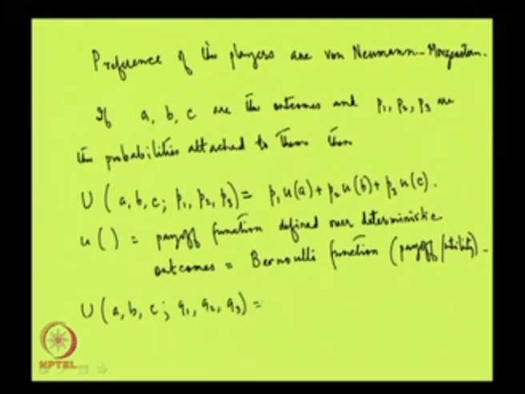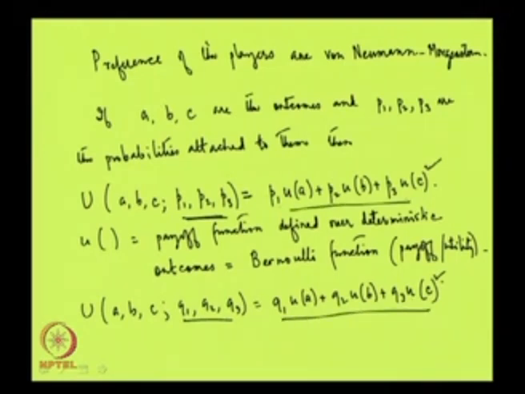Then I apply this formula over this lottery also, and I get this. And then it is easy to compare, because this is a number, and this is again a number. If this number is higher than this number, then this lottery is preferred to this lottery, and vice versa. And if these two numbers are equal, then the player is indifferent between these two lotteries. So this von Neumann-Morgenstern preference pattern gives us a clue how to compare the preference of players over lotteries.